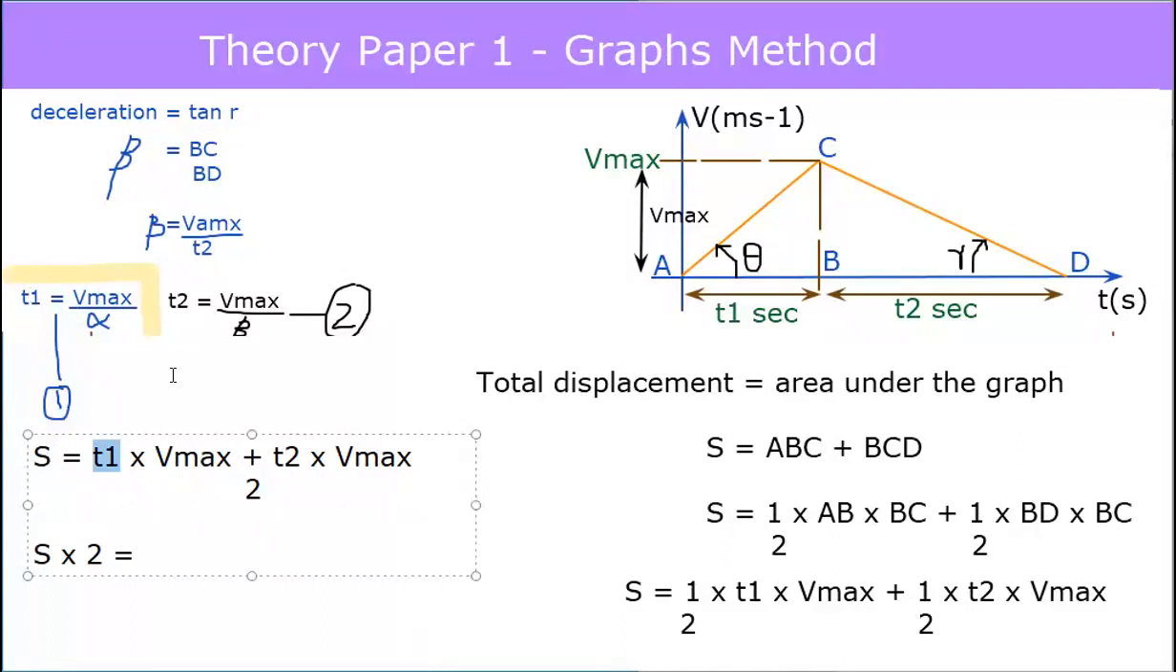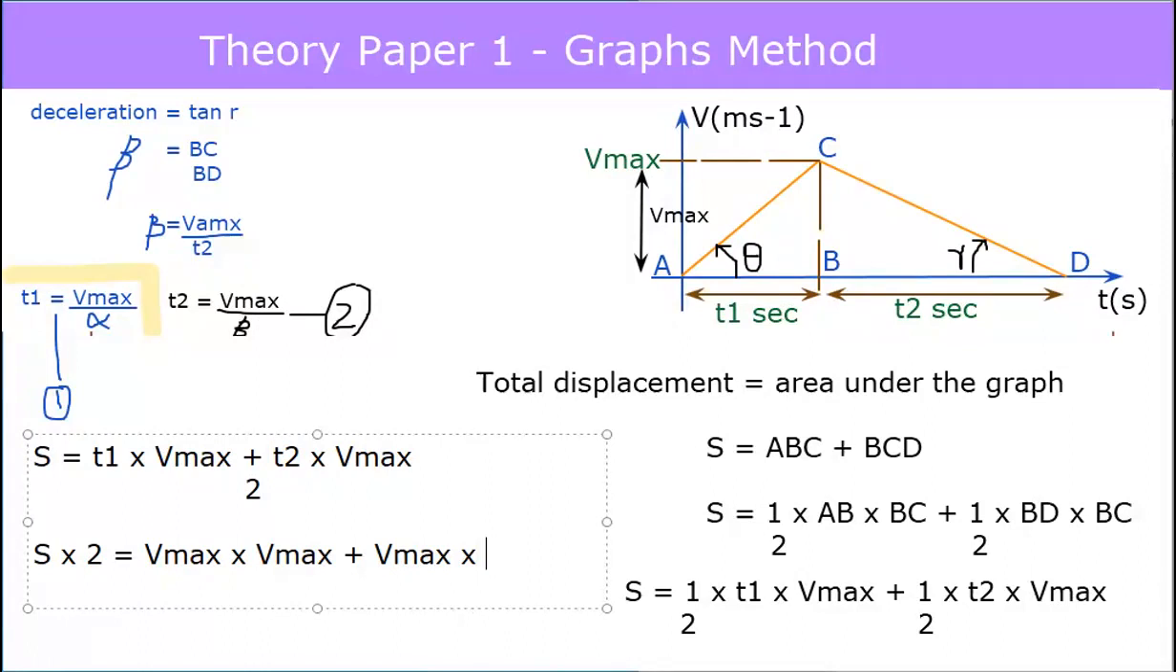T1, according to the first equation, is Vmax over alpha. Am I right there? T1 is Vmax divided by alpha, into again another Vmax. Plus T2, which is Vmax divided by beta, and in addition there is another Vmax. So what will you obtain? Actually, you will get Vmax square. Check there. Check.